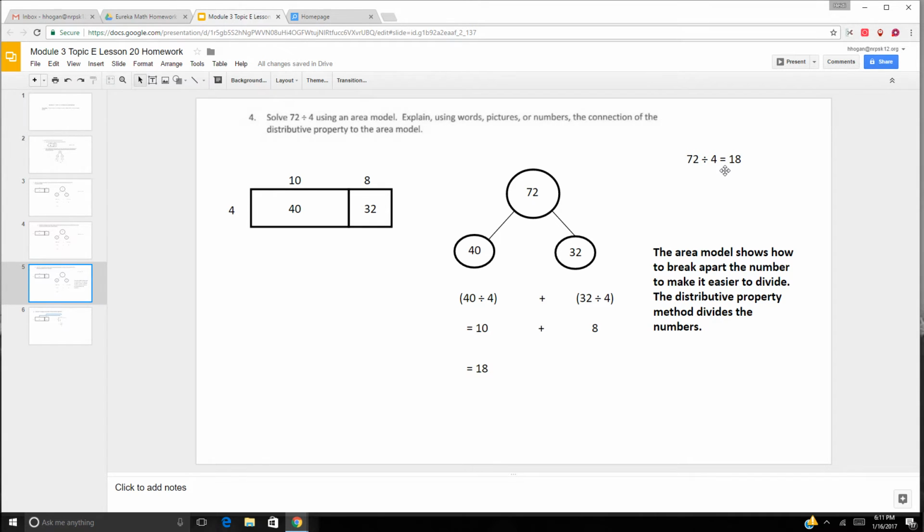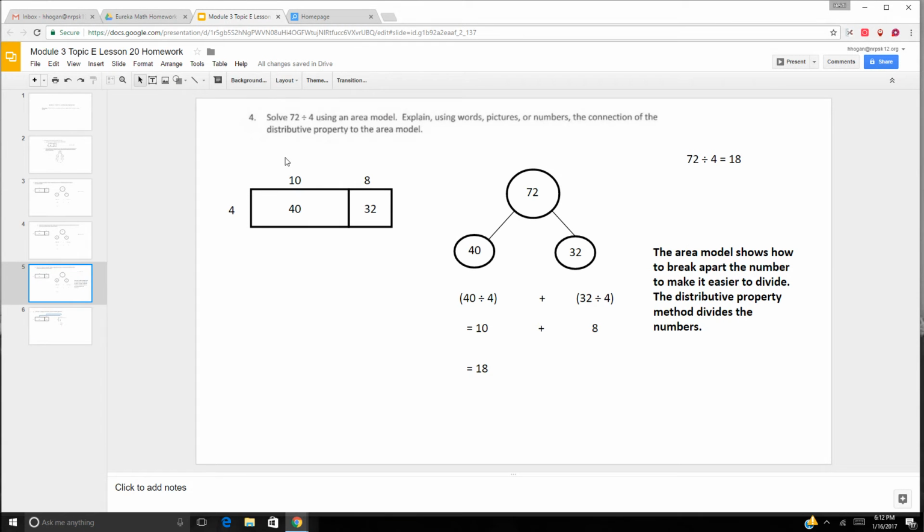I know I'm going really fast, but it's because you should know your multiplication and division facts. So if we do it with a number bond, you can see 72, and we divide it between 40 and 32. 40 plus 32 is 72. 40 divided by 4 is 10. 32 divided by 4 is 8. 10 plus 8 is 18.